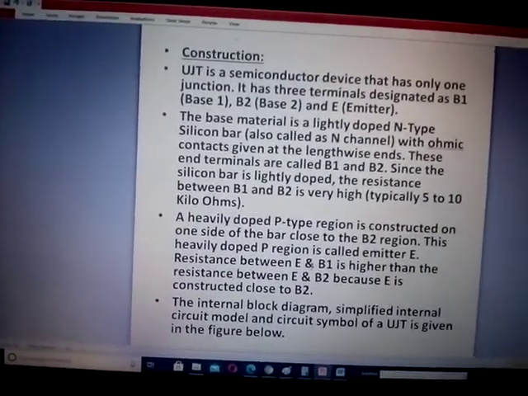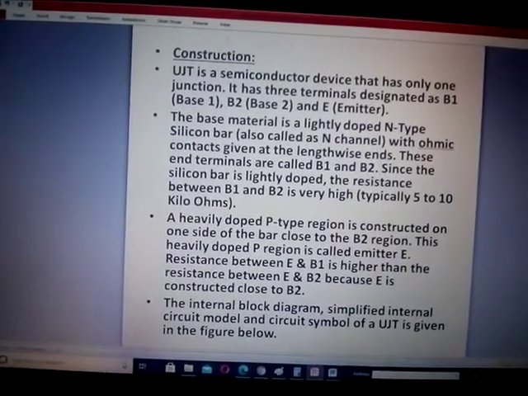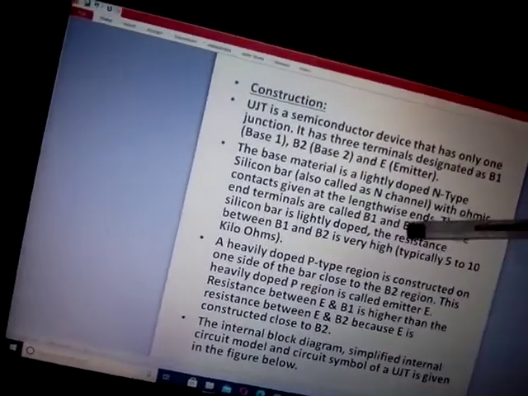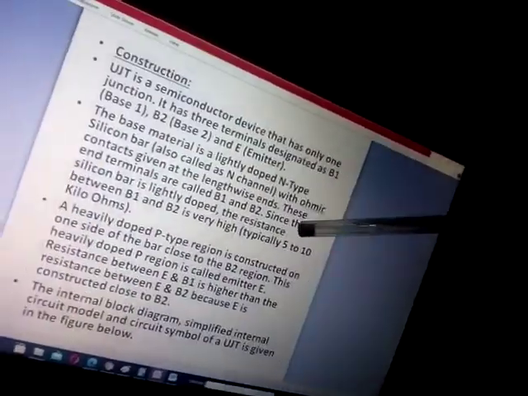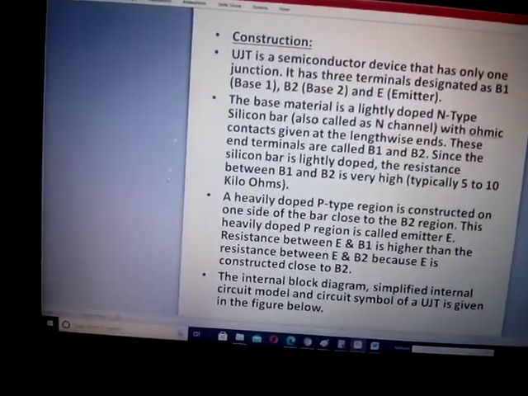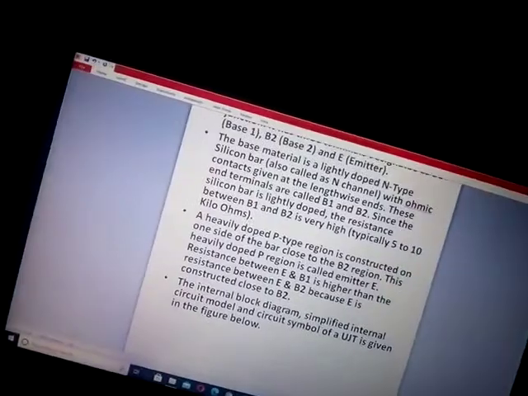So in the notes it is very clearly given. The resistance between RB1 and RB2 will be in the order of 5 to 10 kilo ohms. RB1 will be higher than RB2, as already said.